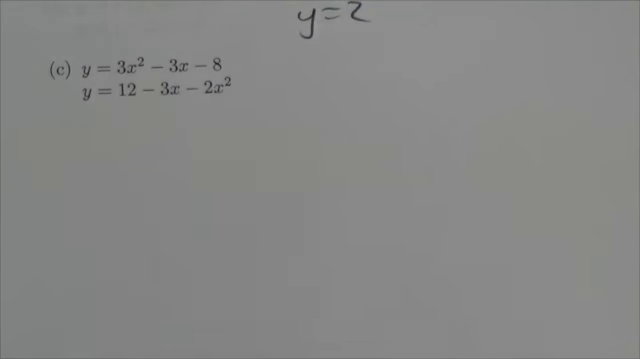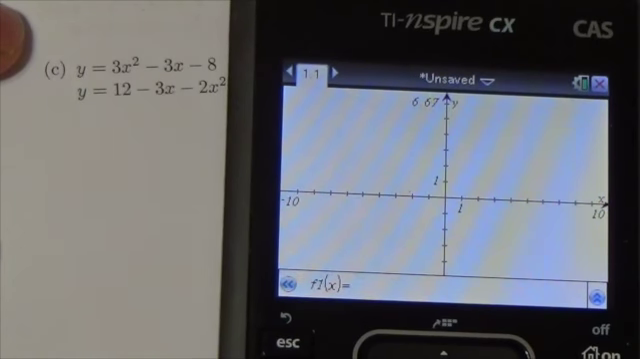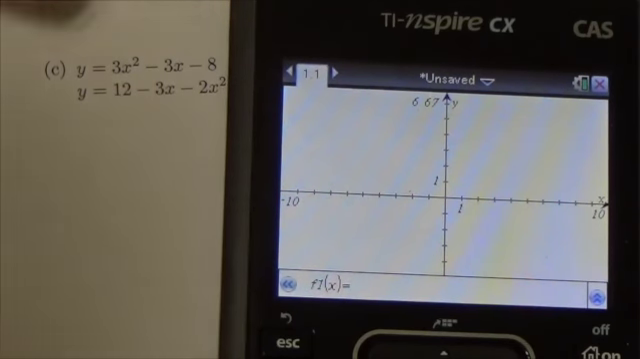Okay, 5C. Once again, we're dealing with a quadratic-quadratic system, and the very first thing we want to do here is solve it using the graphic display calculator. So once again, I'm using the TI Inspire, but the procedure is going to be very similar to what you would do on the TI-83 or the 84.